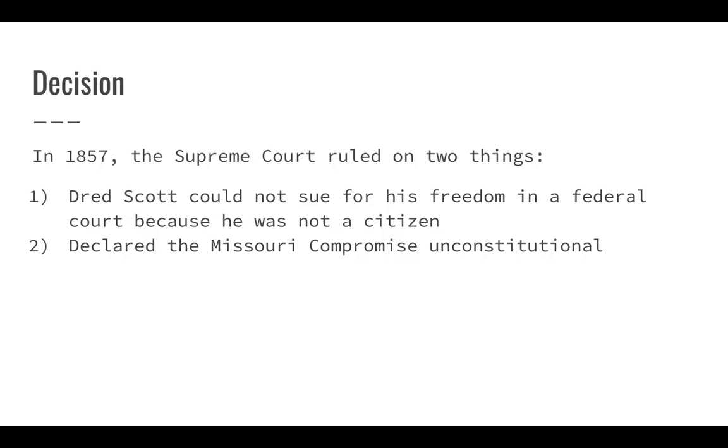The second thing it did was declare the Missouri Compromise unconstitutional, essentially stating that the federal government did not have the right to declare that territories north of Missouri's southern border could be free. The Supreme Court argued that this was to be left up to the states. This is another important decision made by the Supreme Court that benefits people who argued that states' rights was the biggest cause of the Civil War.